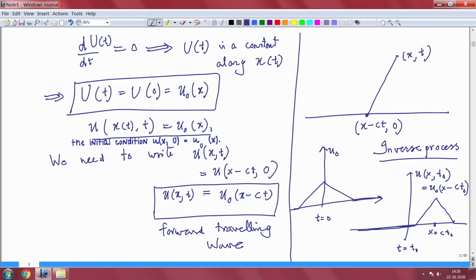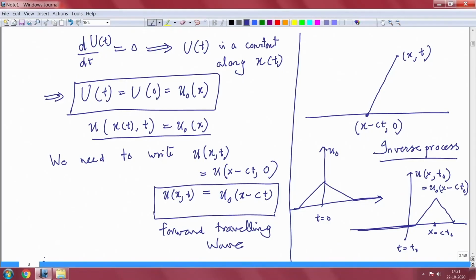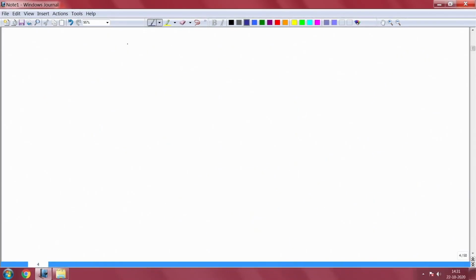Basically, you solve the problem du by dt. If you look at it, you got a problem u t plus c u x, and you have solved the problem with u naught. So, you can ask many questions now. Why did I choose that curve x t? Is there a motivation behind choosing that kind of curve? So, you can ask, why did we choose x t equal to c t plus x naught?